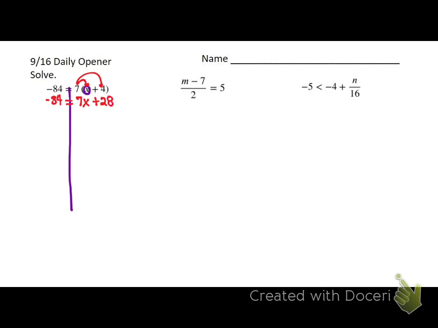Now I have a two-step equation. After I distribute, I then ask, can I combine like terms? Nope. So then I undo any addition or subtraction. So what can I undo? Minus 28. That's right. And wouldn't that be positive? Nope.